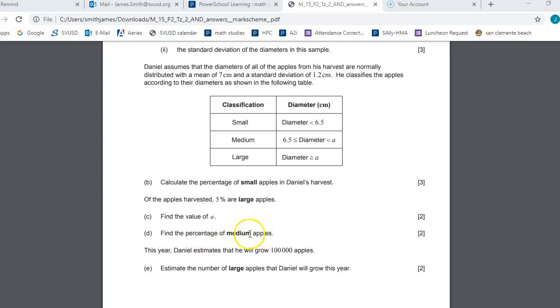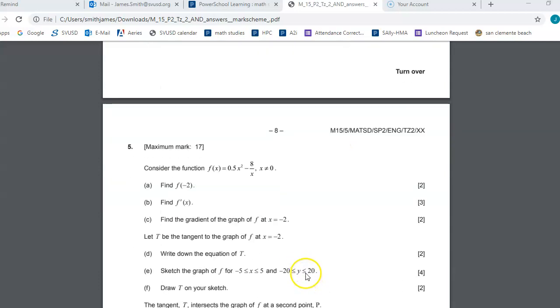And then once you know A, you can go ahead and figure out the medium apples by putting in that A value right here. So I just wanted to remind you of some of that calculator stuff.